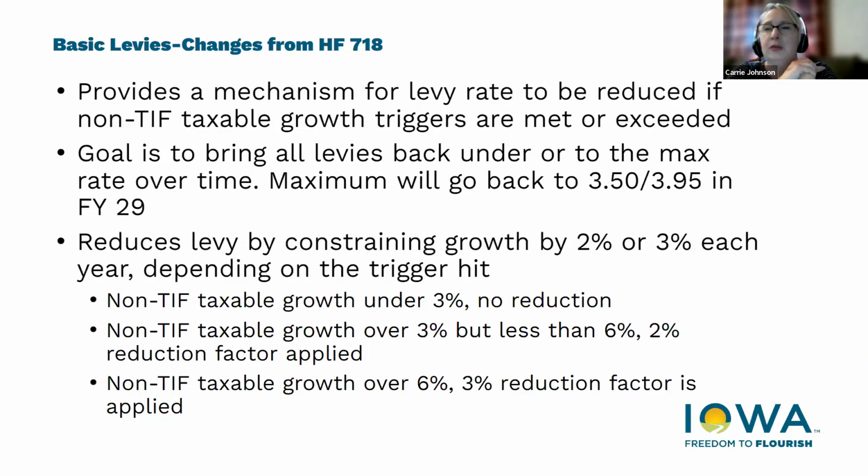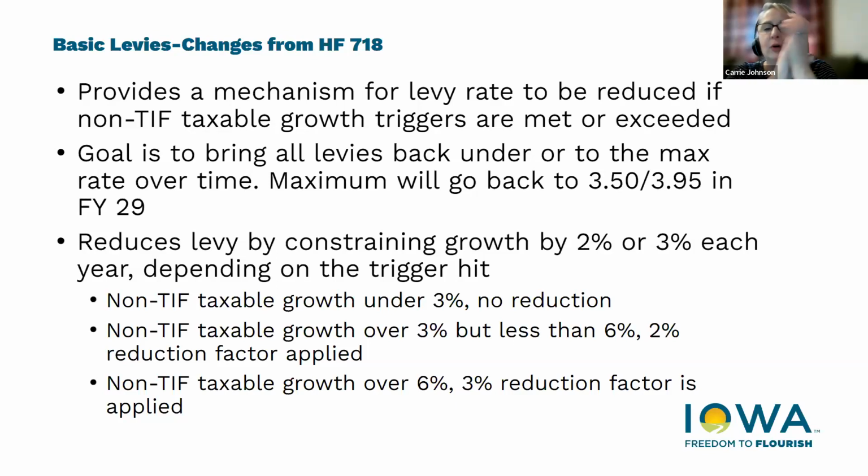If your growth, when we compare 24 to 25, is over 3% but less than 6%, then we're going to shave off 2% of your growth capacity. So say you grew 5% in your taxable value, we're going to back into a new rate and new levy dollars that would only allow about a 3% growth in what you could get. Instead of getting 5, you would get 3 in this example.